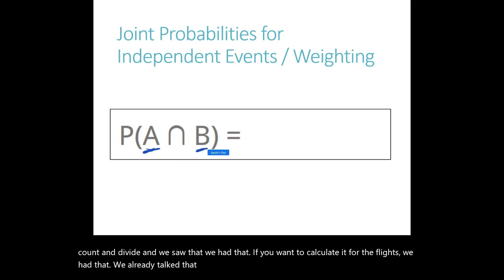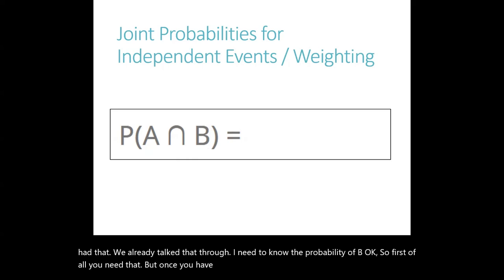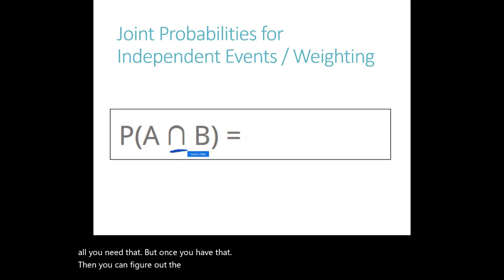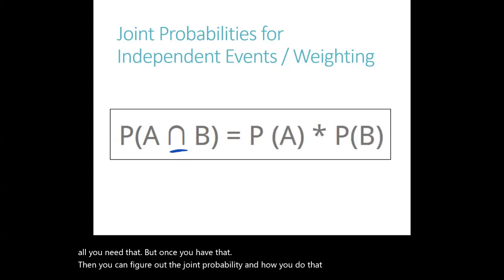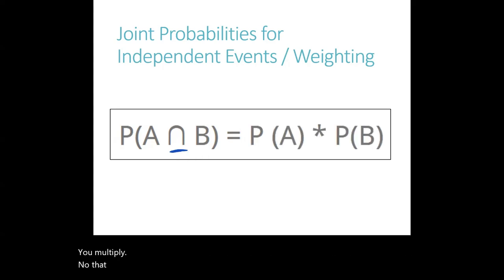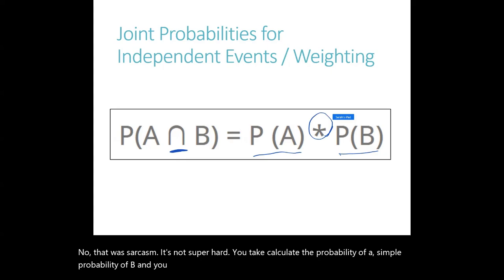I need to know the probability of B. So first of all, you need that. But once you have that, then you can figure out the joint probability. And how do you do that? Oh, well, it's super hard. You multiply. No, that was sarcasm. It's not super hard. You calculate the probability of A, the simple probability of B, and you multiply them together. And that's it. It breaks down to a very simple calculation.